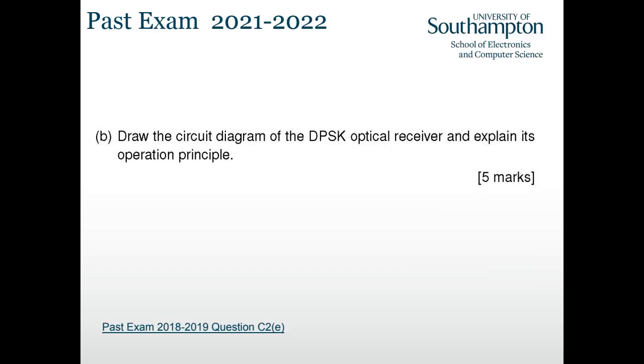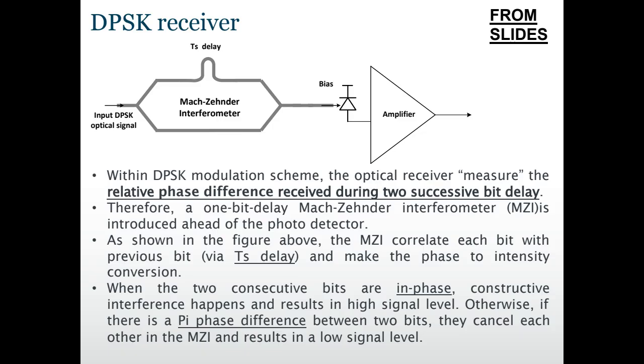Okay, next question. Draw the circuit diagram of DPSK optical receiver and explain its operation principle. So basically for DPSK, we modulate the binary bits onto the phase change between every 2 consecutive symbols. So as a receiver, we can just interfere the received signal with its own delayed version. We do not need a separate laser. We do not need a polarization control because this is interference between itself.